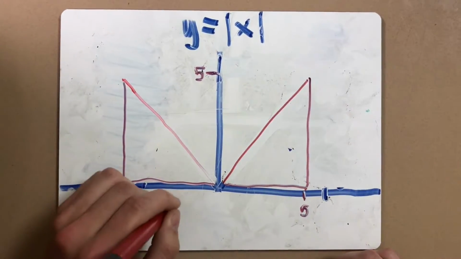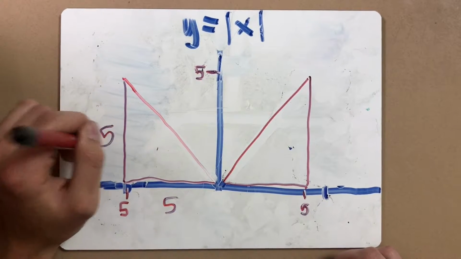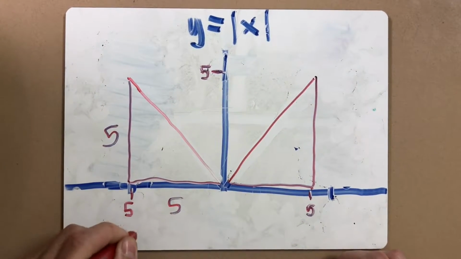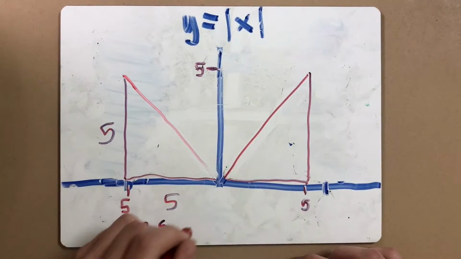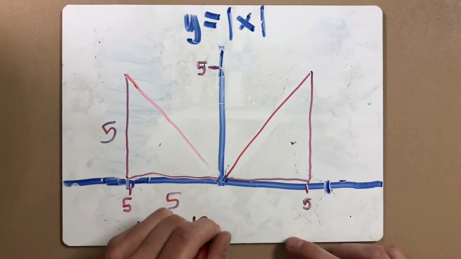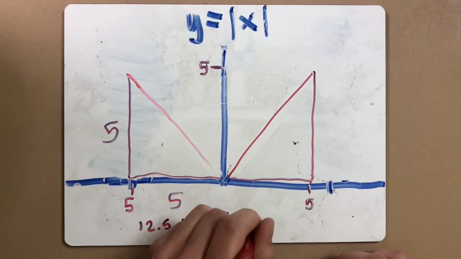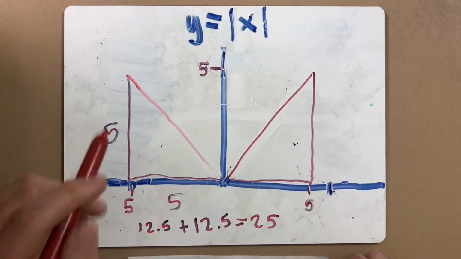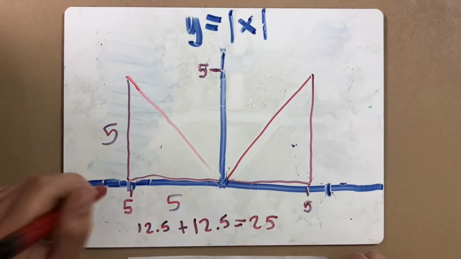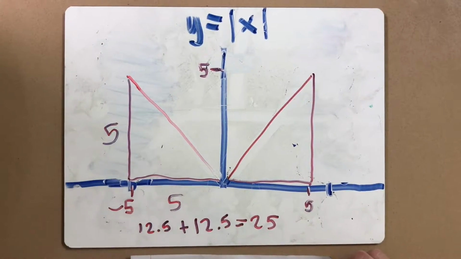So you've got a length of 5 and a height of 5. So that's an area of 12 and a half. And that's the same for the other side, so plus another 12 and a half. So the area under the curve of the absolute value graph from -5 to 5 is 25.